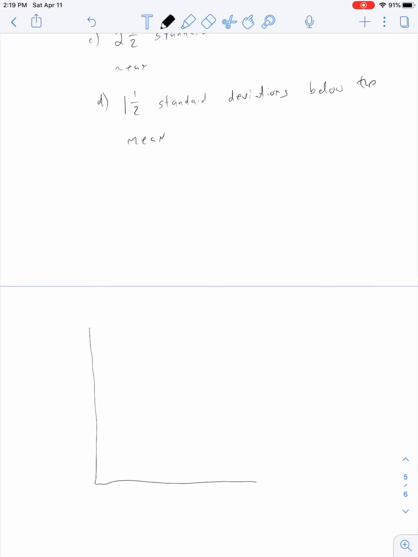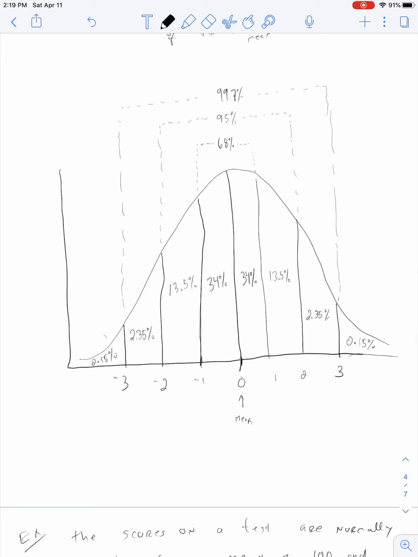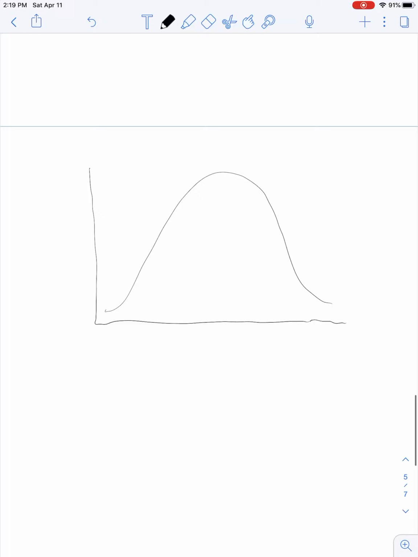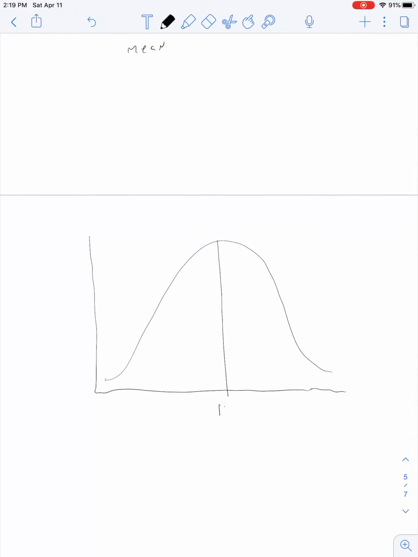So that means we are going to have some kind of bell curve. And what we learned is that with our bell curve, we have our mean and we have standard deviations. So our mean is in the center. Our problem tells us mean is 100. So that is 100. Once again, that is our mean.